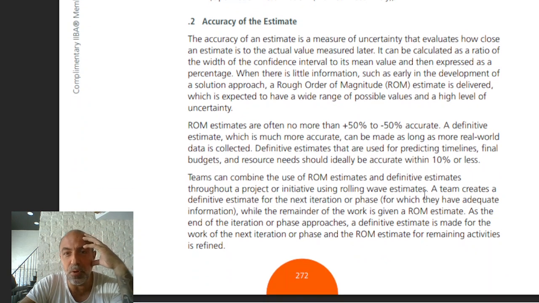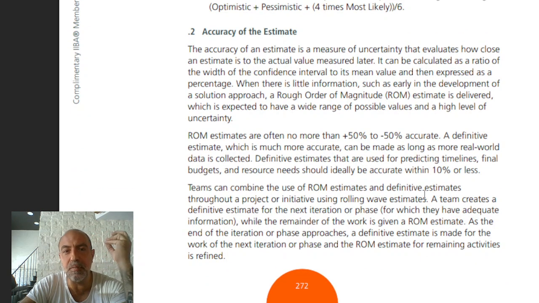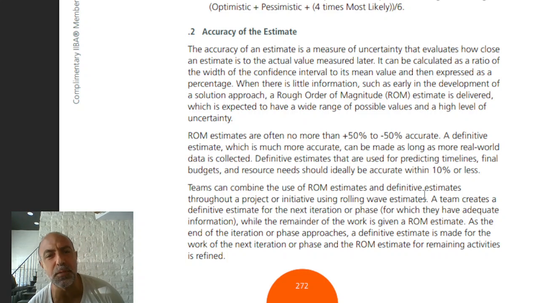What are the other things that we're working on? We're working on accuracy and estimates. The accuracy of an estimate is the measure of uncertainty that evaluates how close the estimate is to the actual value measured later. It can be calculated as a ratio of the width of the confidence interval to its mean value, and then expressed as a percentage.